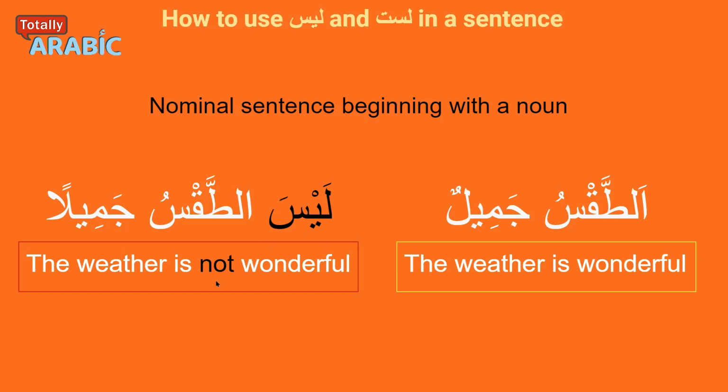So ليس in English means not. It gives the negative meaning to the sentence. Something else that you need to pay attention to is that here the haraka is dhamma. Once we add ليس, the haraka changes to a fatha. So here الطقس جميل. Here ليس الطقس جميلا.